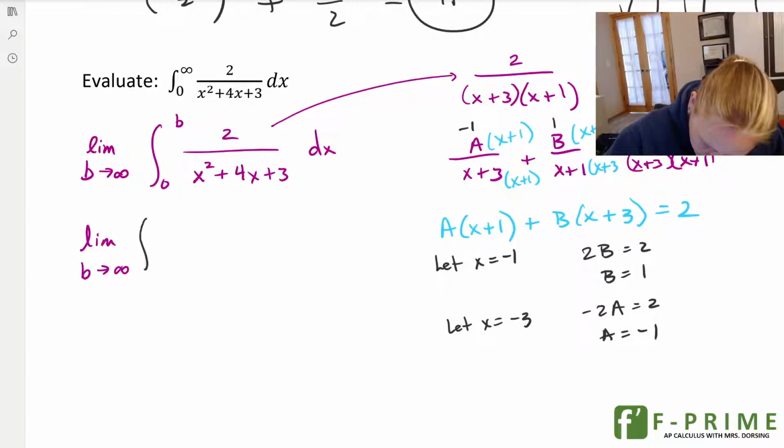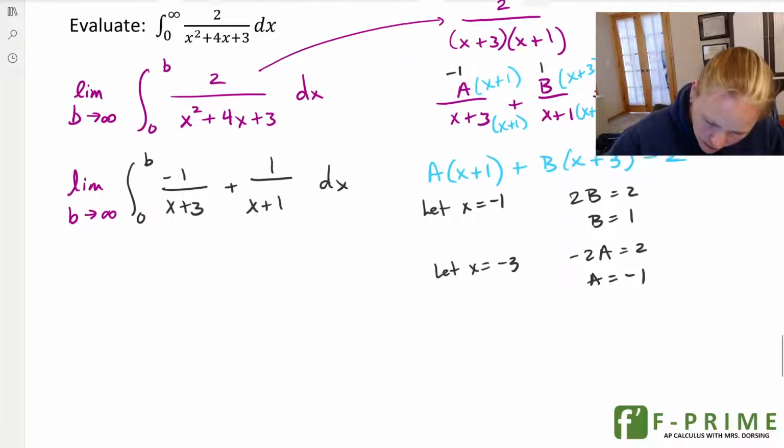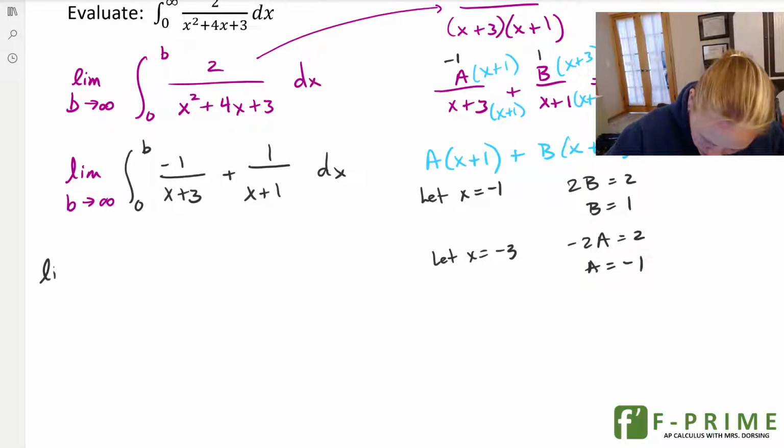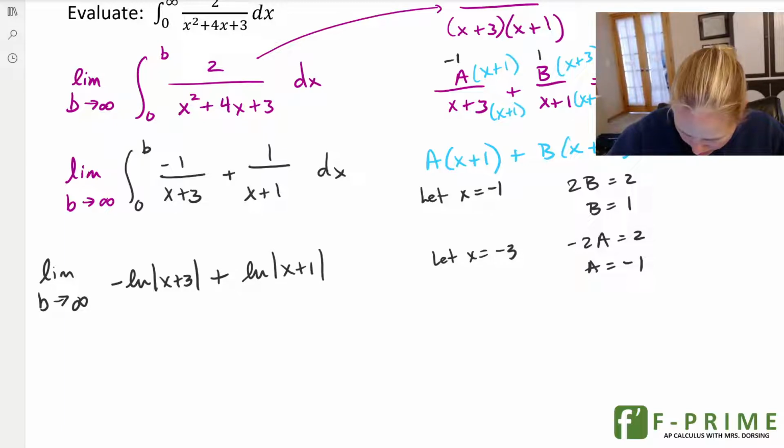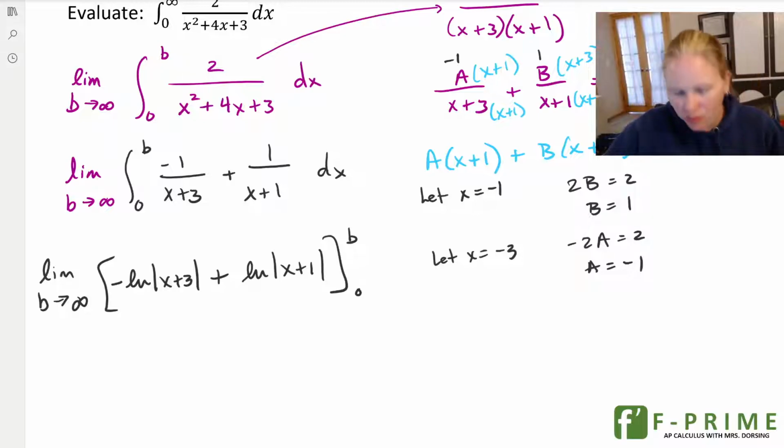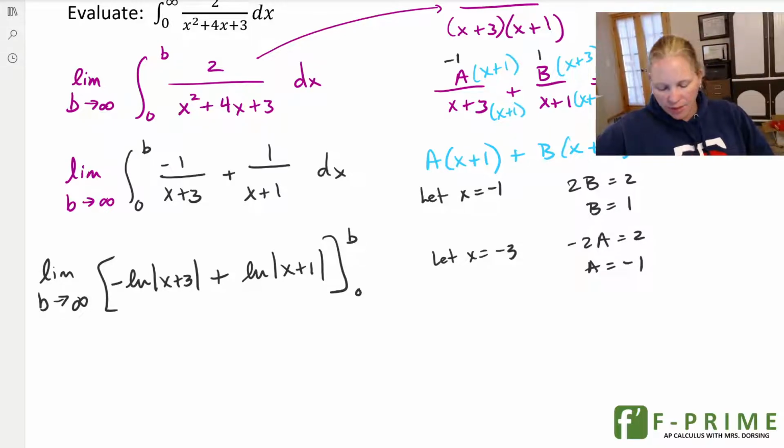So I'm going to say 0 to b, I'm going to have negative 1 over x plus 3 plus 1 over x plus 1. So this is going to be the limit as b approaches infinity. I'm going to have negative ln x plus 3 plus ln x plus 1, 0 to b. Now before I do any more, here's what's going to happen.